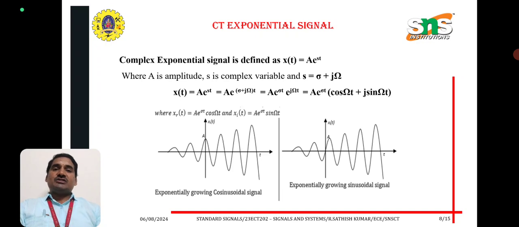Next one, complex exponential signal can be defined as x(t) is equal to a times e power st, where a is the amplitude, and s is the complex variable, s is equal to sigma plus j omega. Instead of s, we can substitute sigma plus j omega, which gives a times e power sigma t times e power j omega t. Therefore, a e power sigma t times (cos omega t plus j sin omega t). The graphical representation of the imaginary part and real part can be given in terms of continuous time signal and sinusoidal signal in terms of exponentially growing.